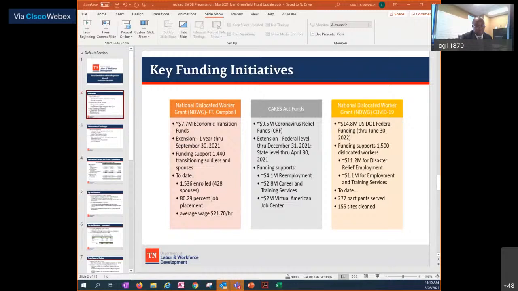And then the last one there is that it's also CARES related. It's a dislocated worker grant that's aimed at providing short-term relief unemployment, and then also some employment and training services as well. And we've been able to support 272 participants and have 155 government sites cleaned. And so there's still a lot of work to be done under that award, but we're moving in the right direction. So that concludes my report, Chairman Berry. Thank you.